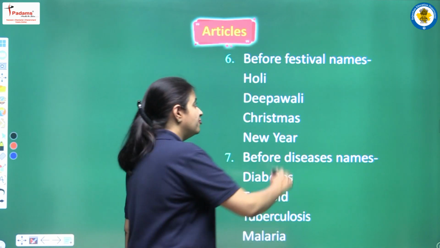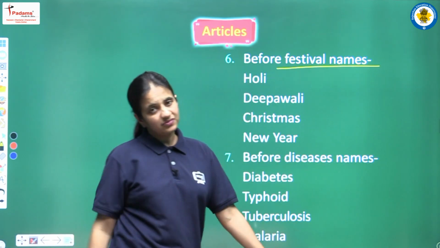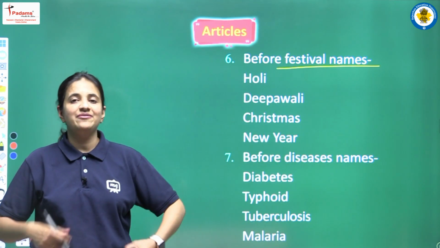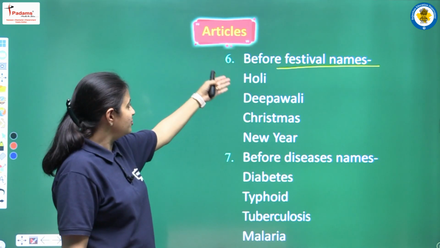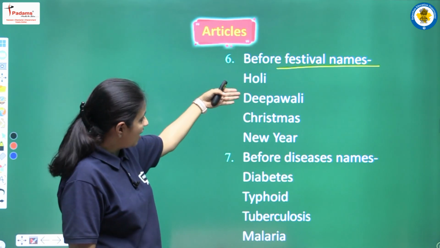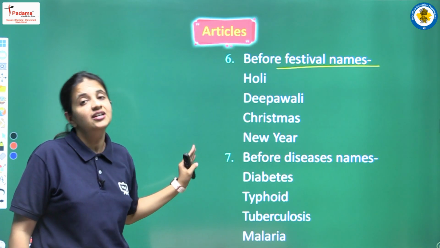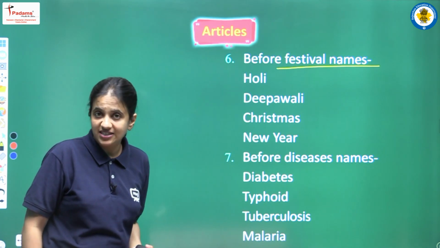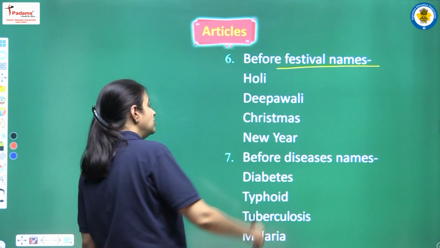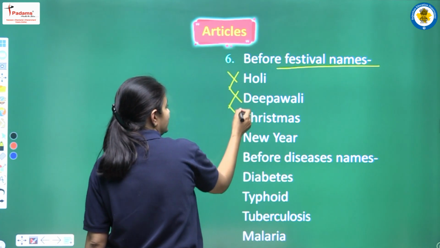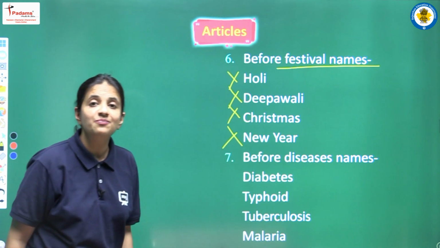Next point, before festival names. So if in a sentence we have any festival, like suppose Holi, Deepavali, Christmas, New Year, so all these are the names of festivals. So before festival names also we cannot write any article, so we have to put a cross mark.